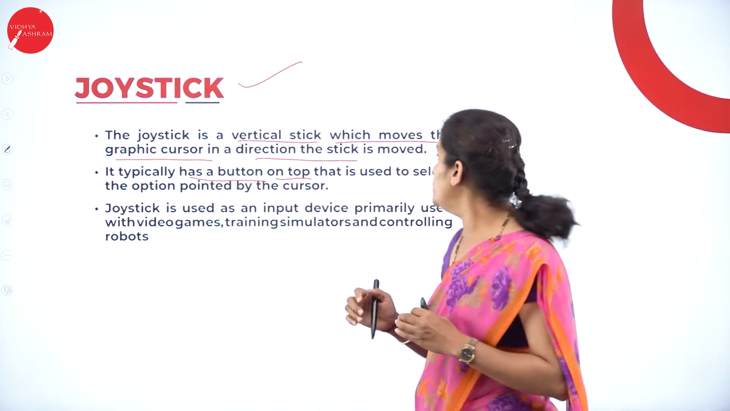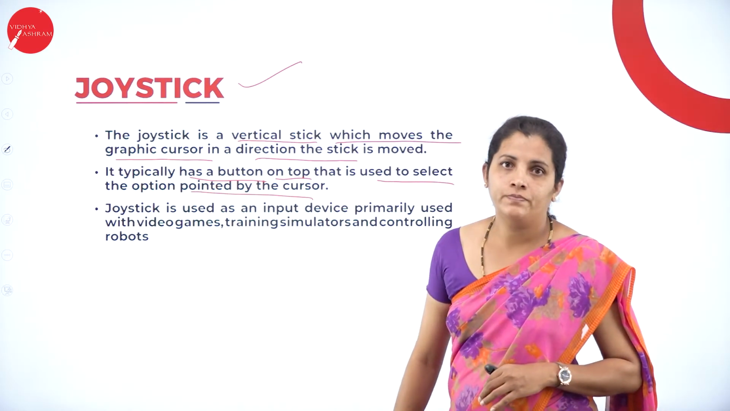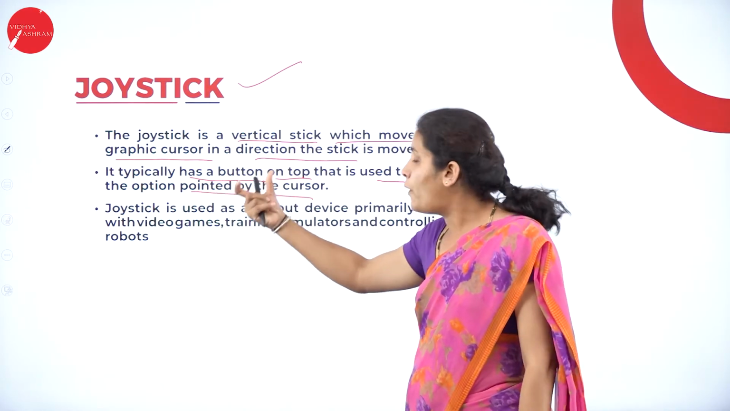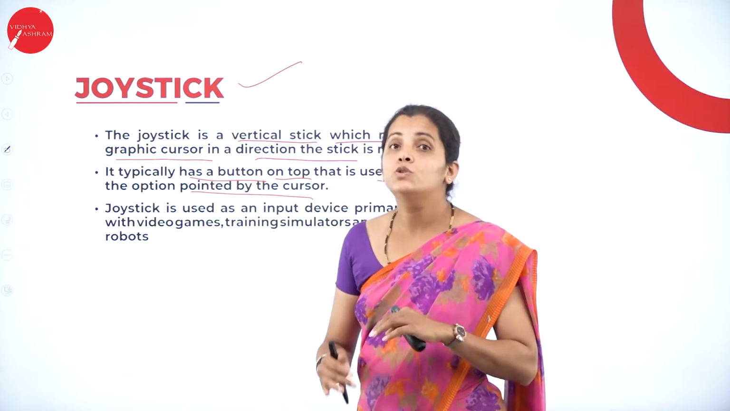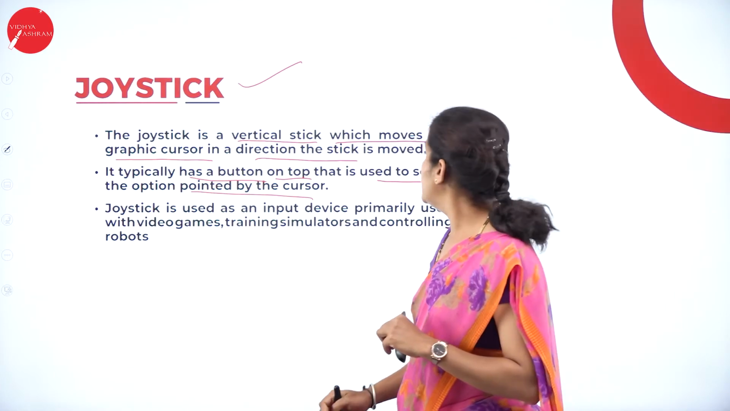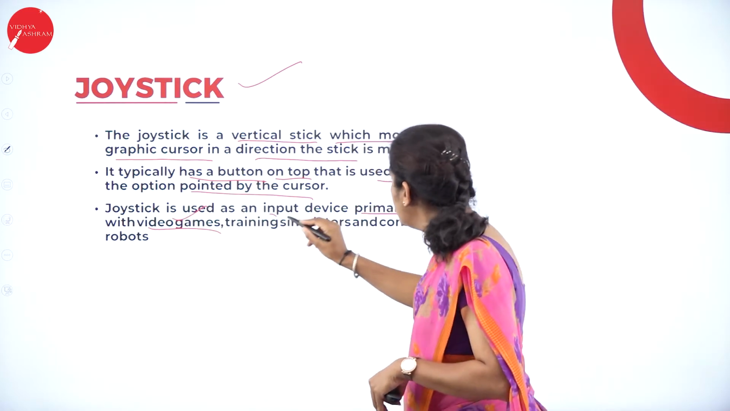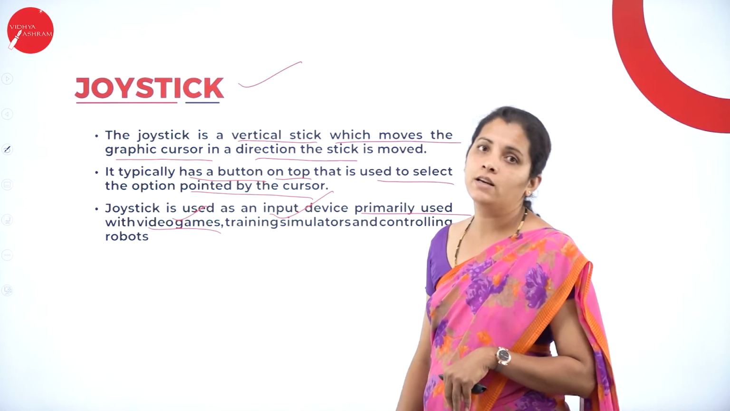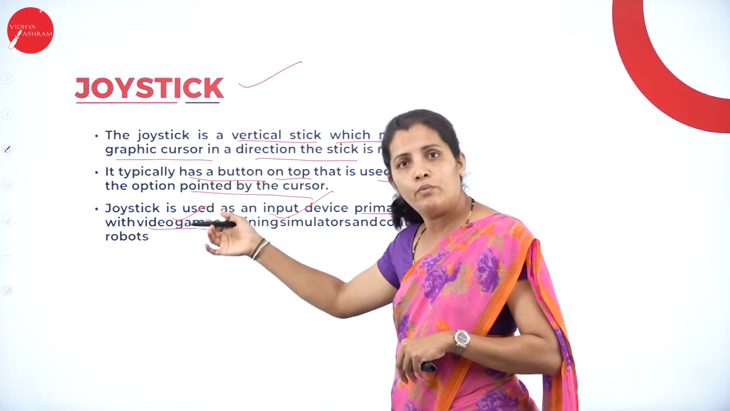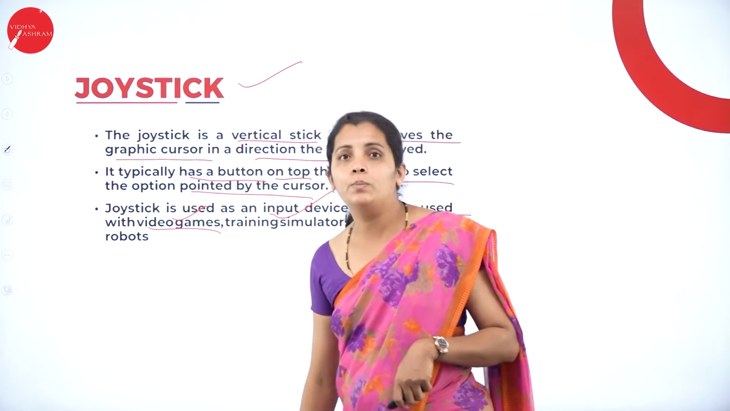The button is also used to select the option pointed to by the cursor. Joystick is also an example of an input device. What is the use of a joystick? It is mainly used in video games, training simulators and controlling robots.